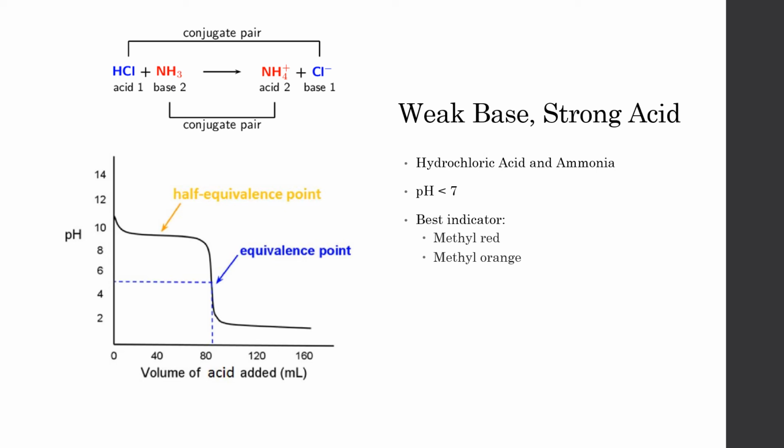As shown from the curve, it starts off as basic, but when you add that acid, it shoots down and levels off to become more acidic. The equivalence point is below 7, and the best indicators to use are methyl red or orange.